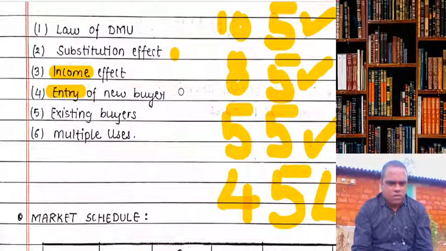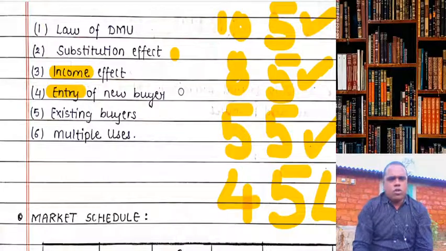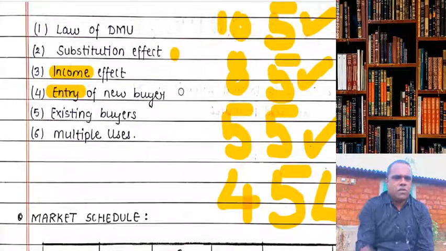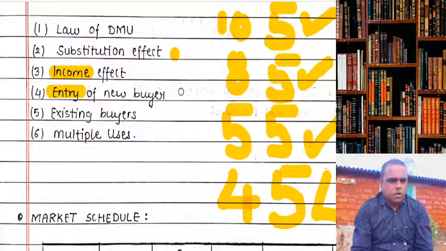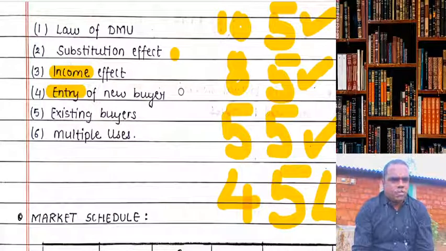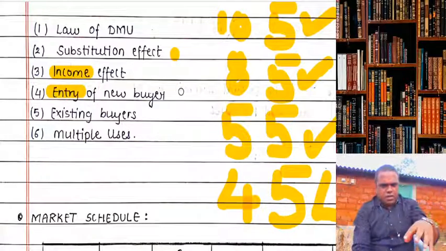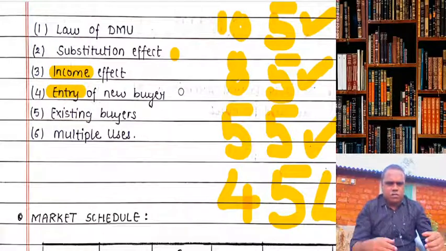Tatas, when they came up with the concept of a car that would cost 1 lakh, then all the middle class people fulfilled their dream of buying a car. It's an entry of new buyers in the market. Then, children, we come across the existing buyers.